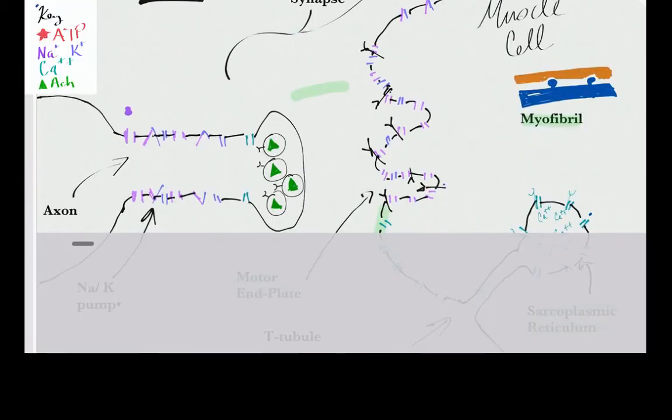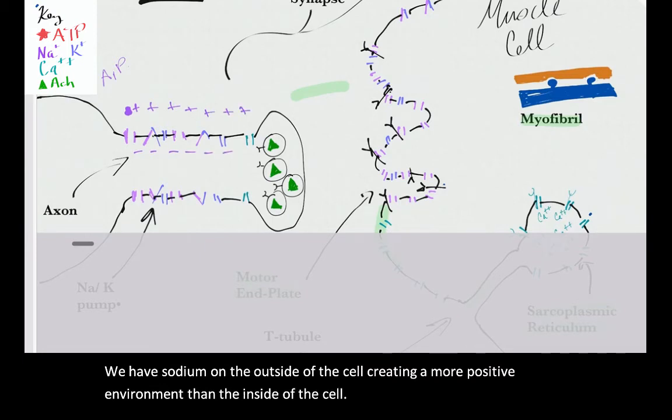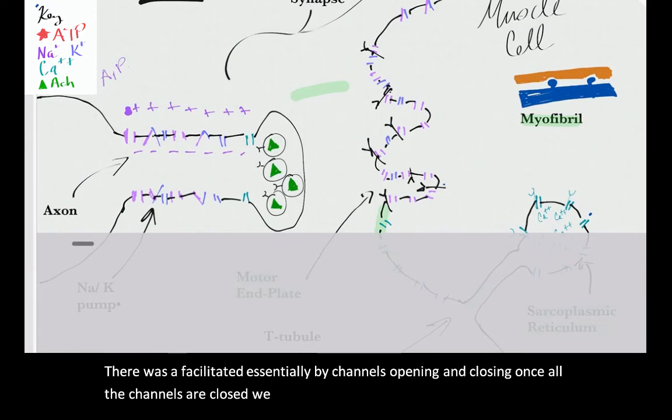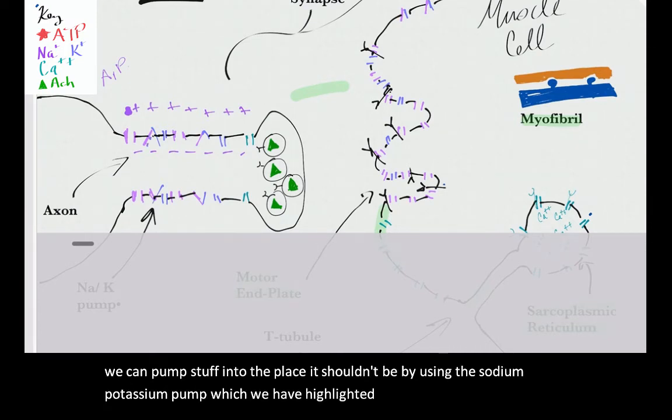Okay, so at the point of us having an action potential, we have sodium on the outside of the cell creating a more positive environment than the inside of the cell. That was facilitated essentially by channels opening and closing. Once all the channels are closed, we can then work across the natural gradient. So we can pump stuff into the place it shouldn't be by using the sodium-potassium pump, which we have highlighted here. The sodium-potassium pump is going to use ATP.